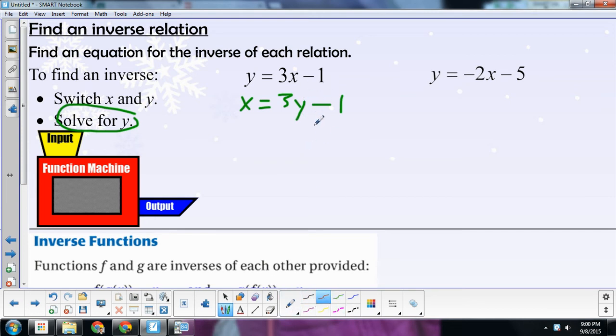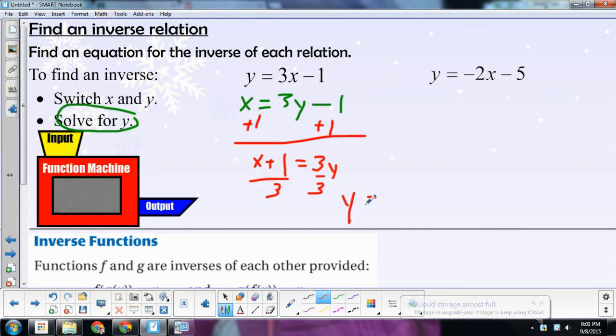Now as we solve, let's see, a couple of quick steps. We're going to add 1, and then we'll divide by 3, which I'm sure as calculus students is very obvious. Working slow here. So y equals x plus 1 divided by 3. If you wanted to write that as two fractions, that'd be okay.